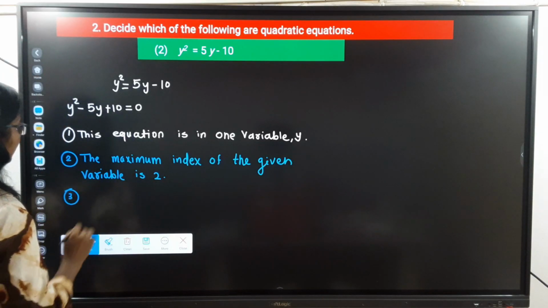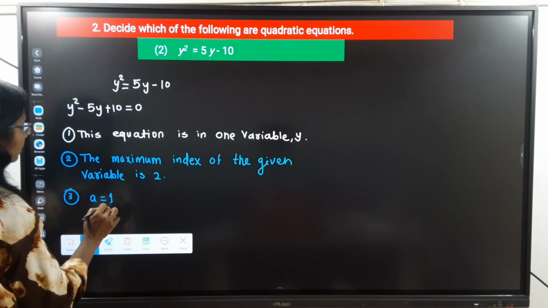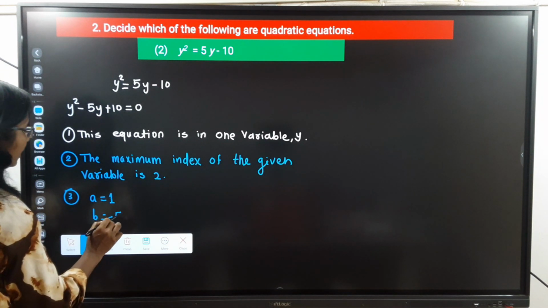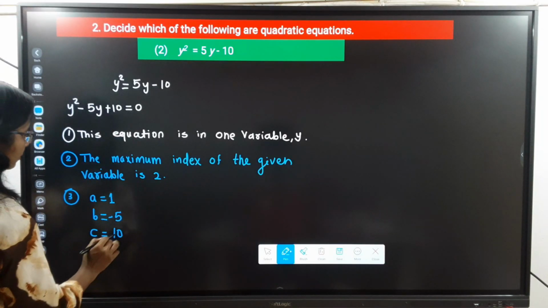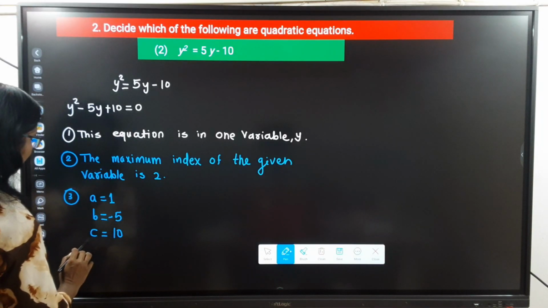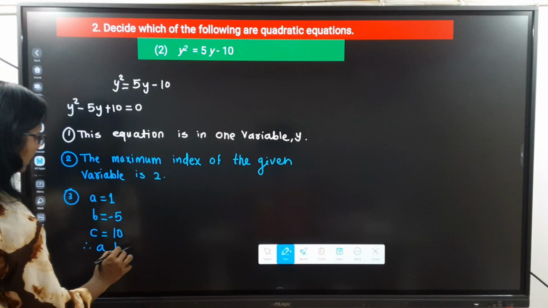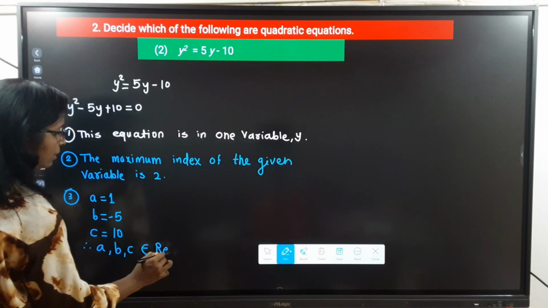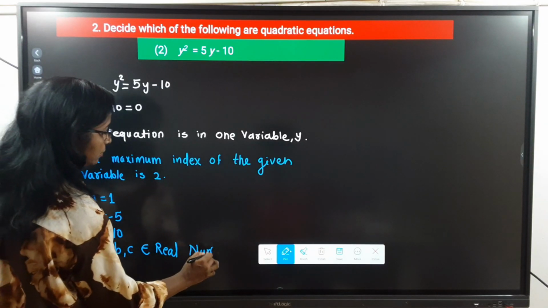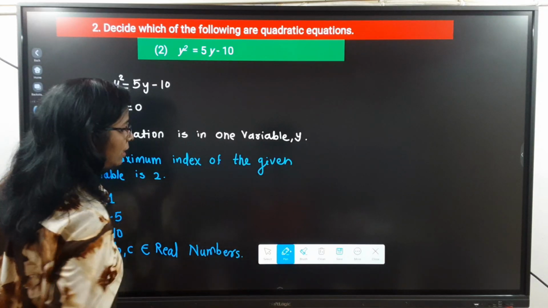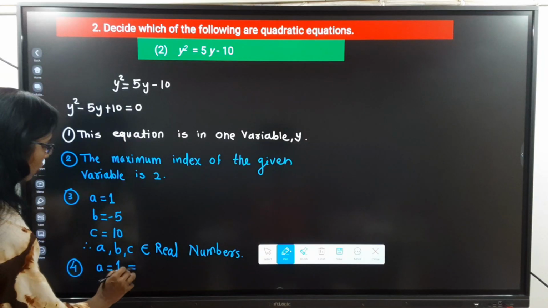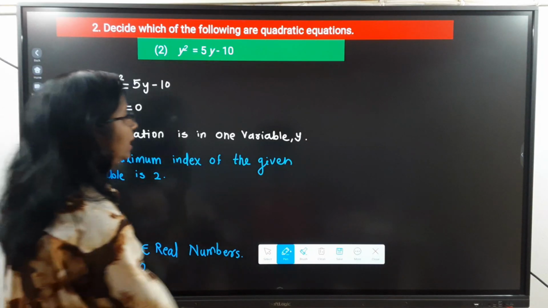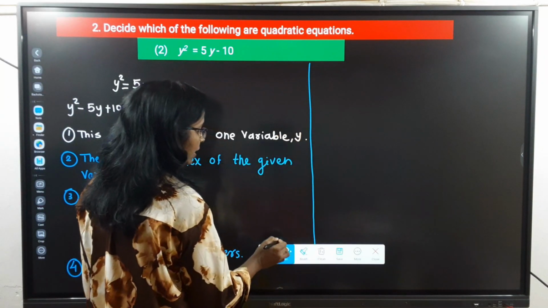Third one, a is equal to 1, b is equal to minus 5, c is equal to 10. Therefore a, b, c belong to real numbers. Here a, b, c are real numbers. And the fourth one, a is equal to 1, which is not equal to 0.